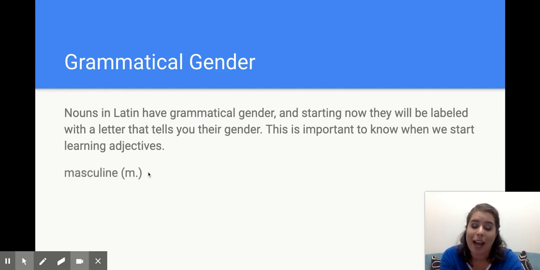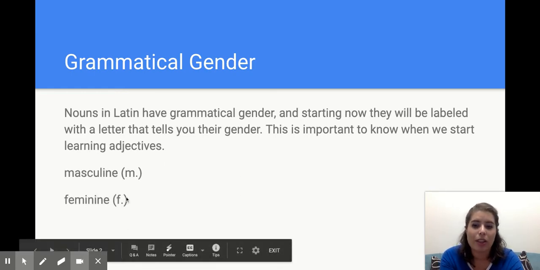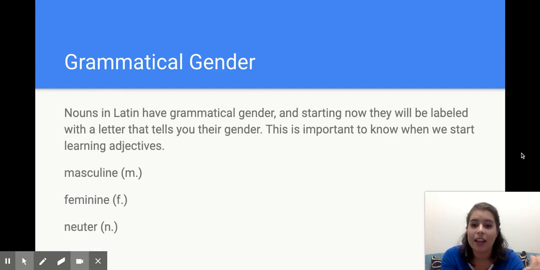So we have masculine. Masculine nouns will be labeled with an M. Feminine nouns will be labeled with an F. And then neuter nouns will be labeled with an N. Now, something to keep in mind is that masculine doesn't always mean boy, feminine doesn't always mean girl. And neuter is where we get the word neutral from. So it just means it's neither masculine nor feminine. It's this third extra option that we have for grammatical gender.